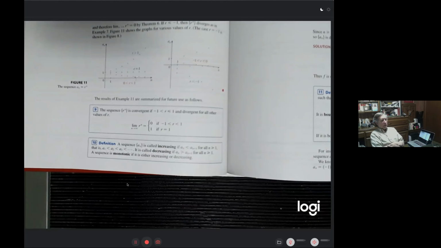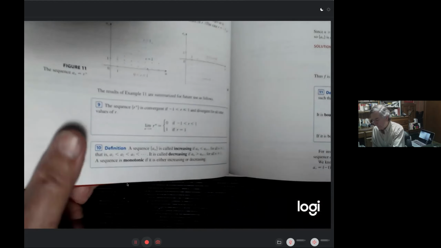So some texts don't say what I just said. What the book says is increasing. I said non-decreasing, decreasing, or non-increasing. Some people will say strictly increasing, increasing, strictly decreasing, or decreasing. So you have to watch out for that. In other words, whenever you read something about increasing or decreasing, you need to go back and look at the definitions to make sure that what you are interpreting is the way it is.